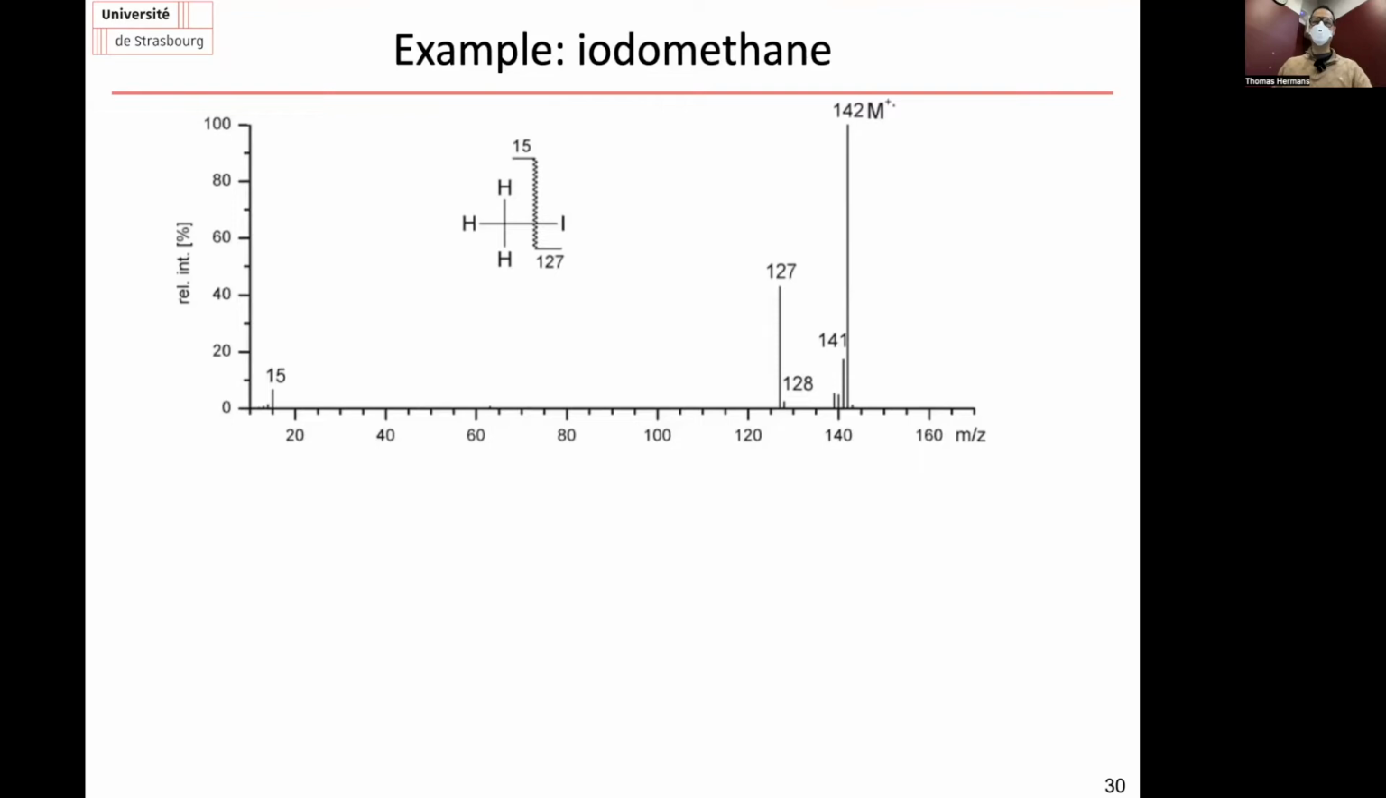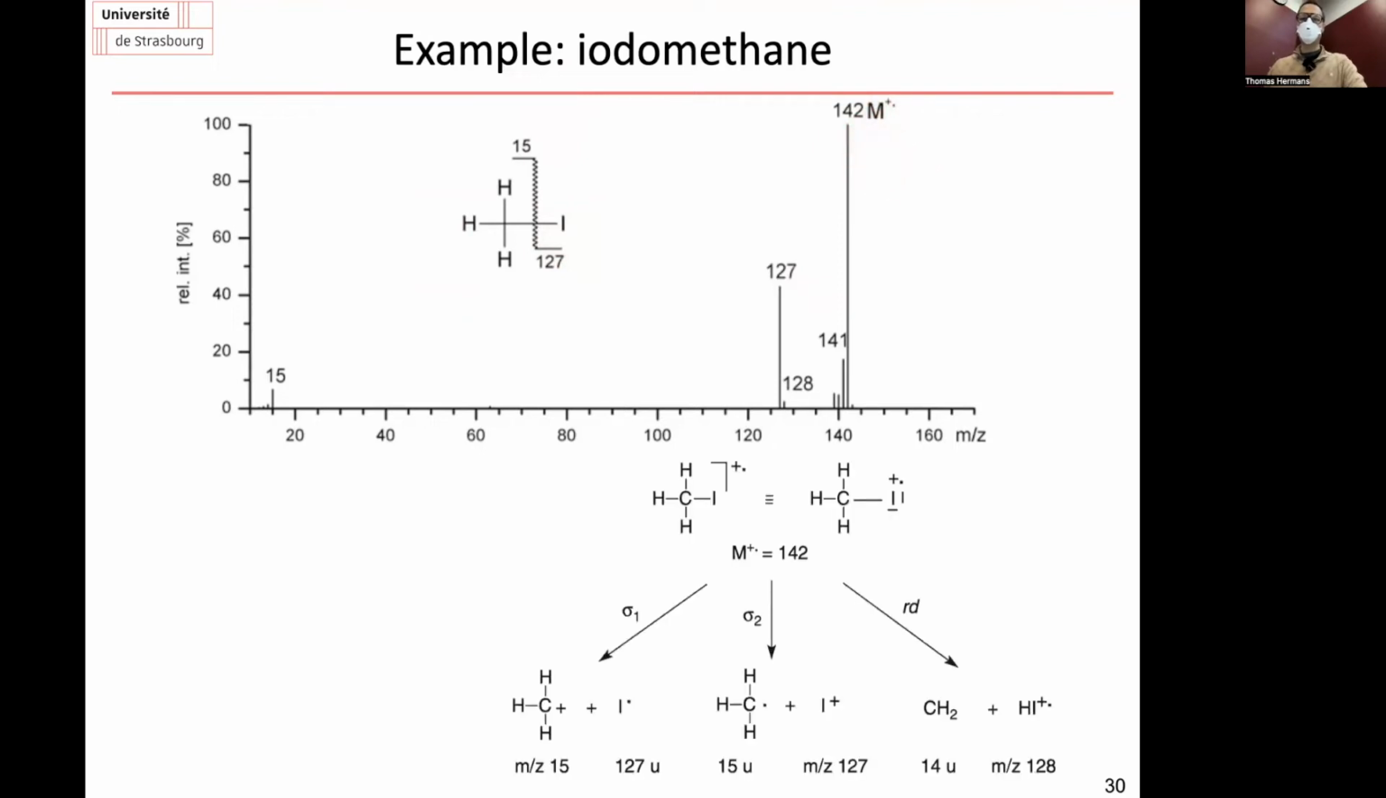Let's look at some examples. So here we have iodomethane. Of course, iodine has a quite large mass, as you know, and I see the molecular ion peak, which is the mass of the entire molecule. So 142 is the molecular ion.